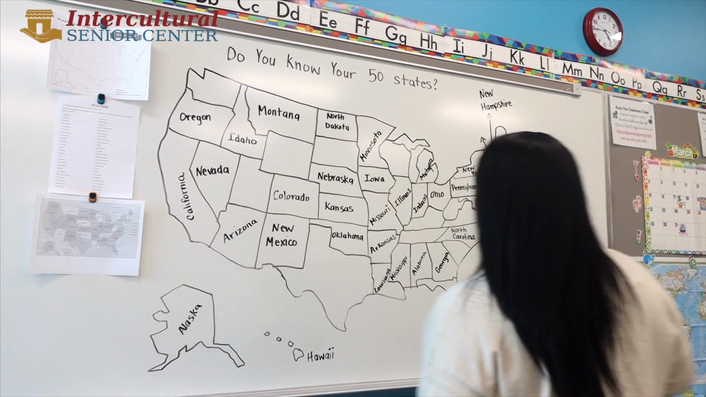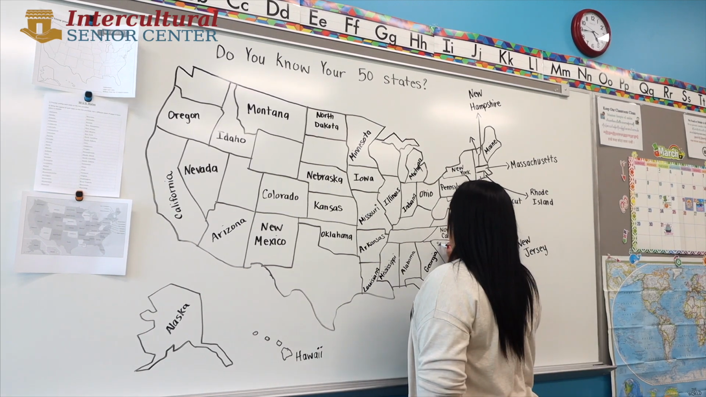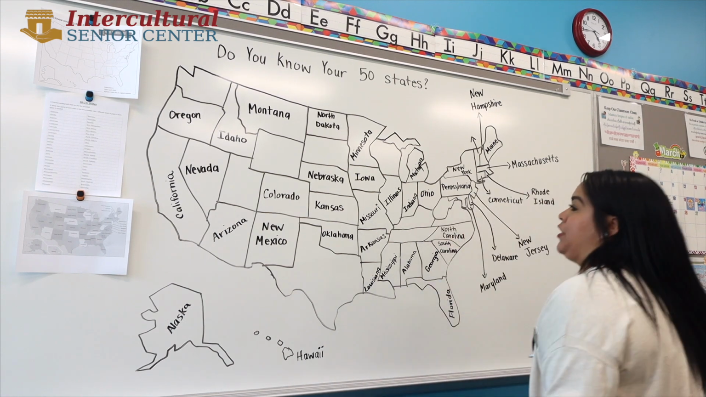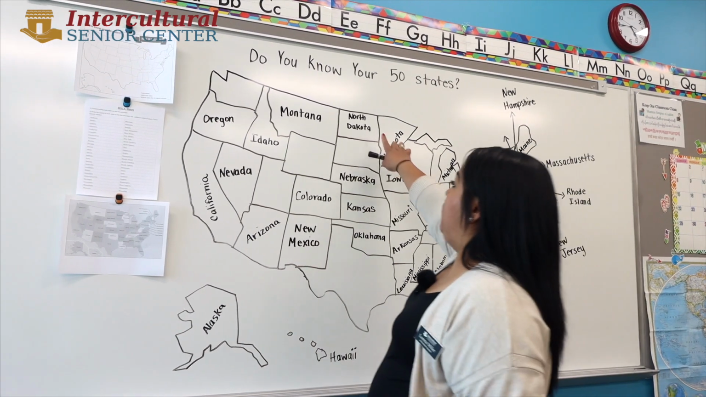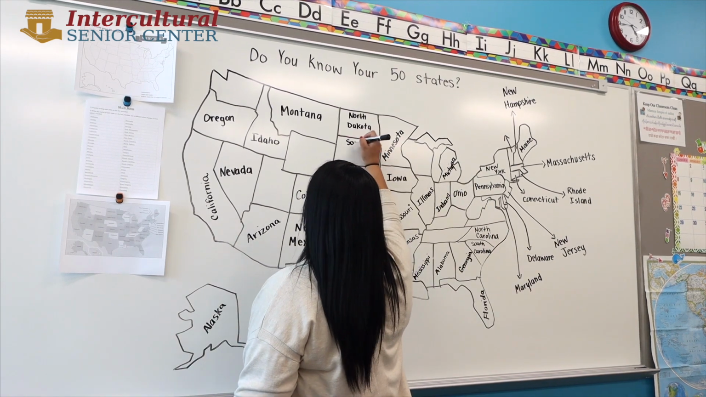South Carolina. South Carolina is over by North Carolina, just down to the south. And then we're going to do South Dakota, which is over by North Dakota, but on the south side of it. So we'll do South Dakota.